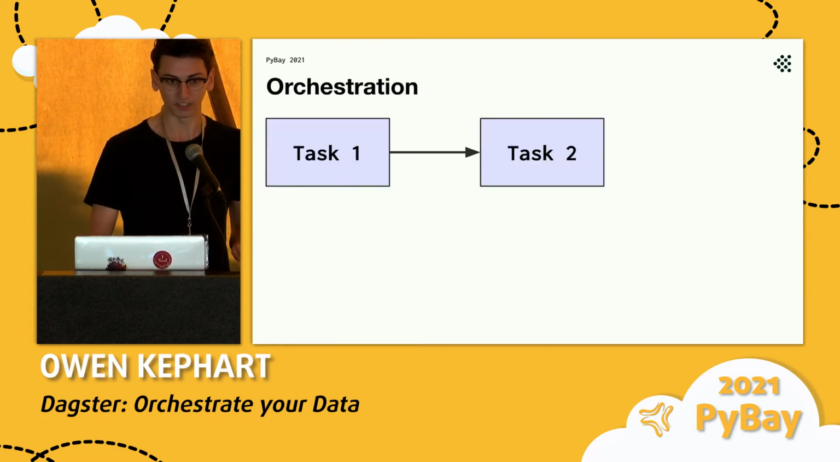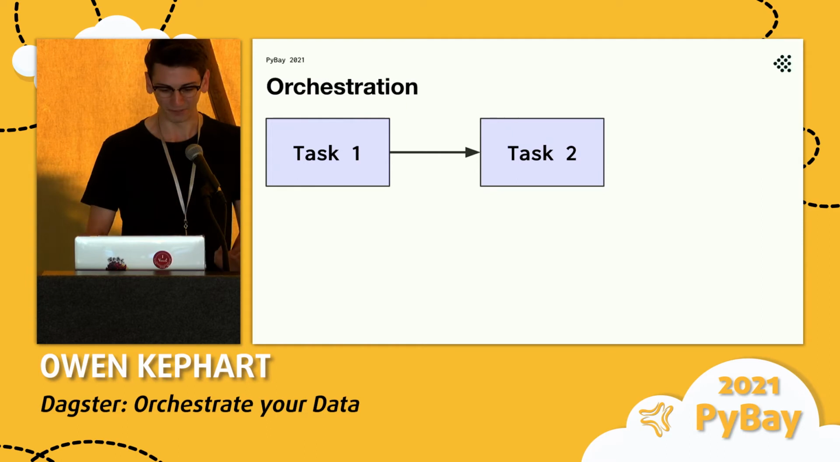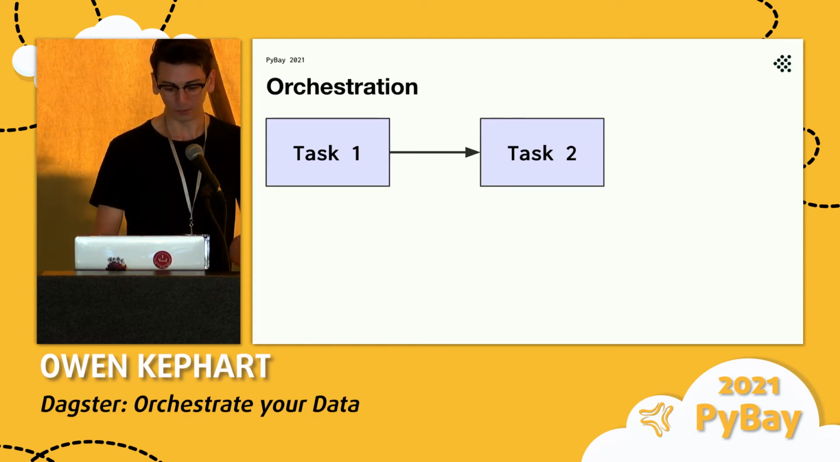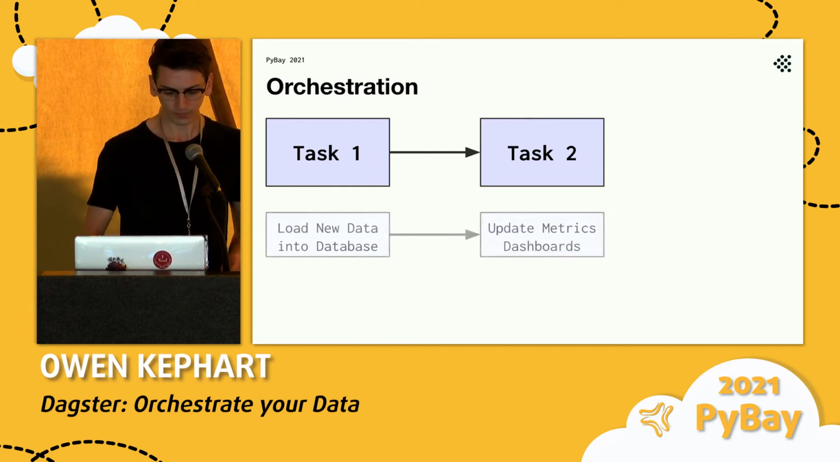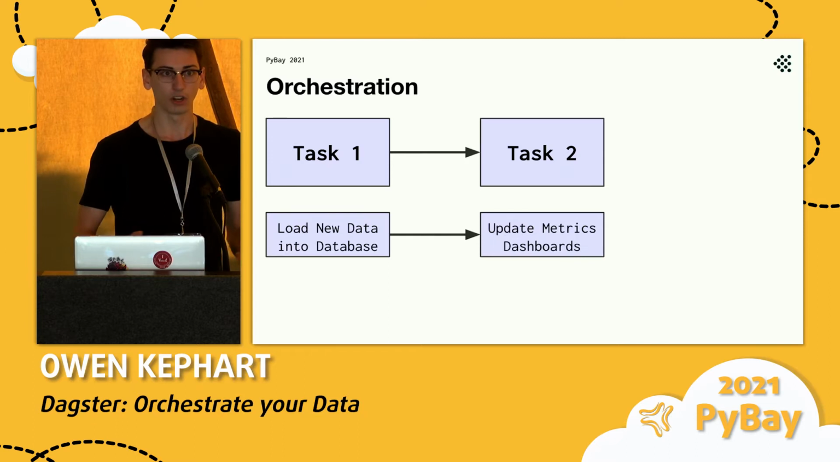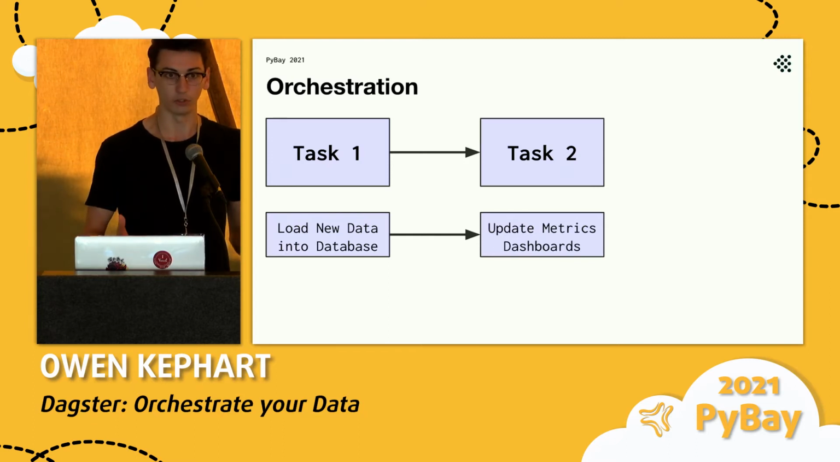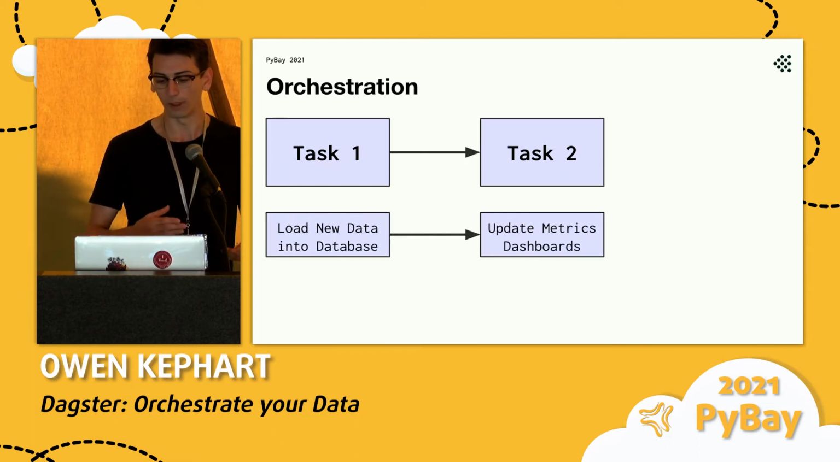So I'm going to be really ambitious, I'm going to talk really fast, and I'm trying to start from the very beginning. So first, orchestration is, at a high level, just organizing and managing computational tasks. These tasks can be anything. So we can start off by loading some new data into a database. And after that happens, we might want to update some metrics dashboards with that new data.